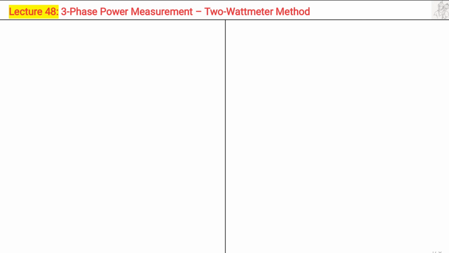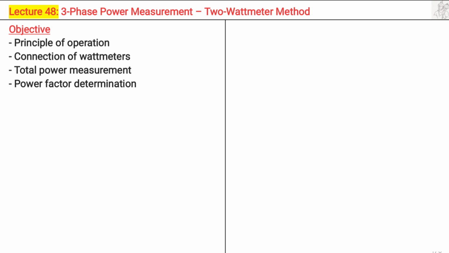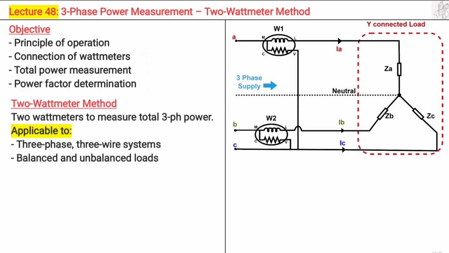Lecture 48, three-phase power measurement using two-wattmeter method. So the objective of this lecture is to understand the principle of operation, the connection of wattmeters, the total power measurement, and power factor determination. Two-wattmeter method is used to determine total three-phase power, and it is applicable in the case where we have three wires like this, and it can work on both balanced as well as unbalanced load.